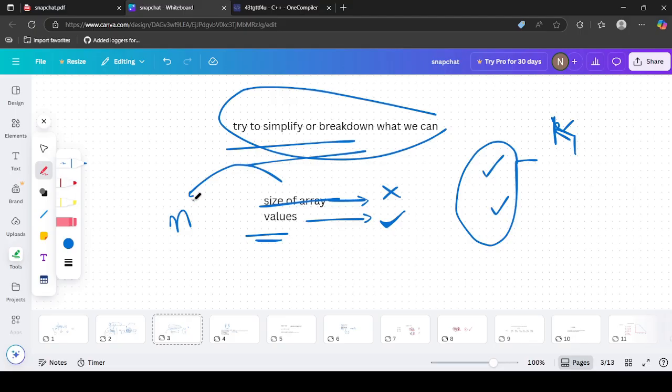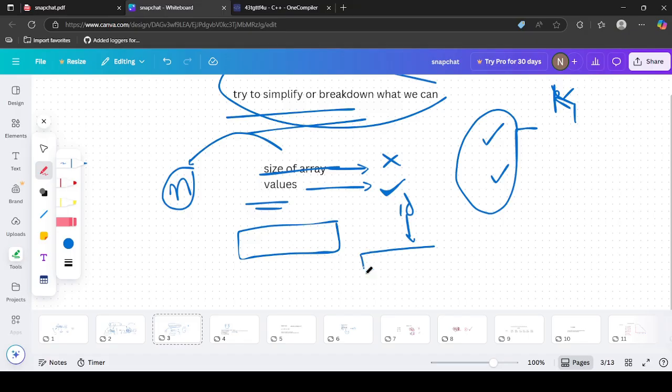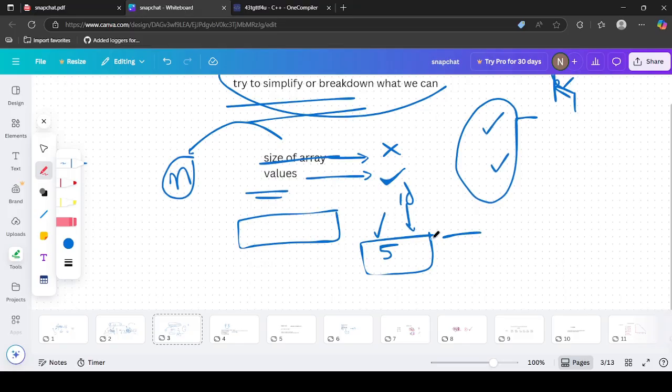Given the size, let's say the given array size is 10. For example, if we find the optimal answer for the first 5, will that be beneficial for finding the final answer? It may or may not be, right, because here subarrays don't matter.